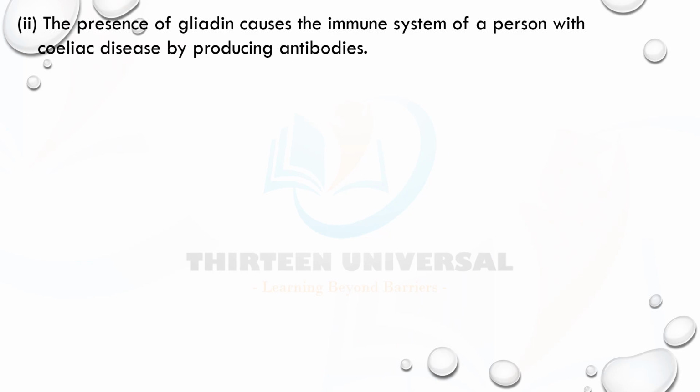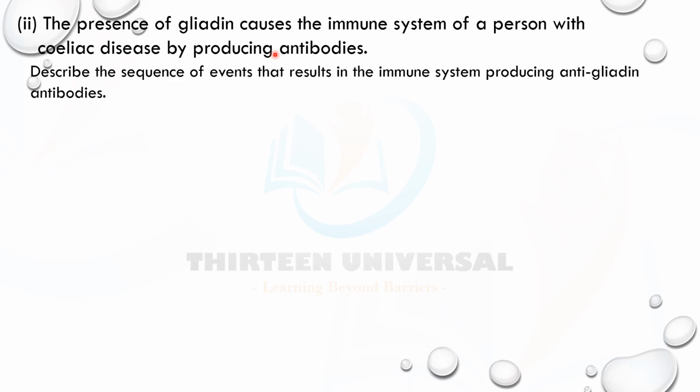Okay, let's look at the next question. The presence of gliadin causes the immune system of a person with celiac disease to respond by producing antibodies. How does that happen? Describe the sequence of events that result in the immune response producing anti-gliadin antibodies. Pause this video and try to solve this question by yourself.